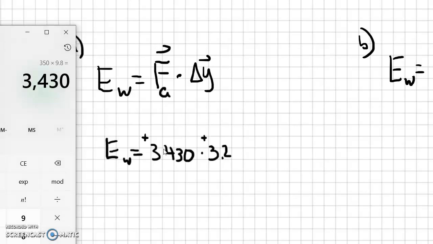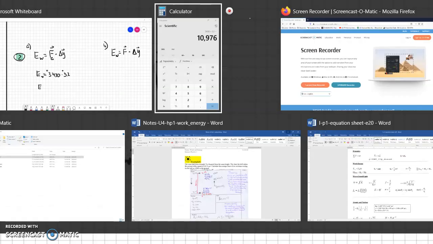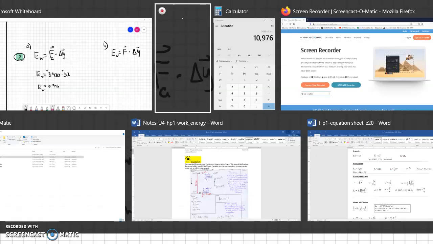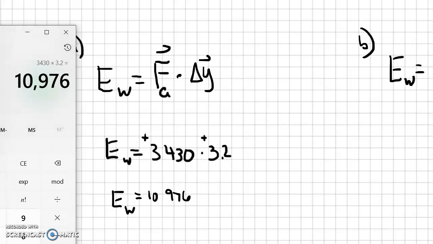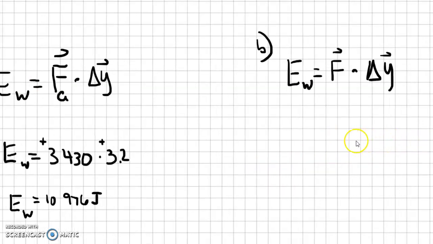Let me bring my calculator in here, and we're going to take 3,430 times 3.2, and we end up with, for the work, 10,976. That is the work done by the applied force, in this case whatever is doing the lifting.